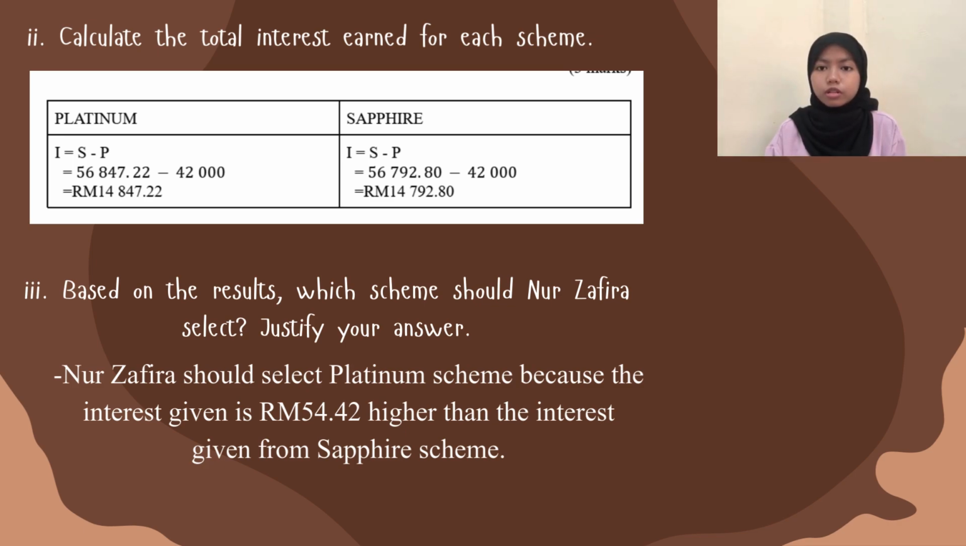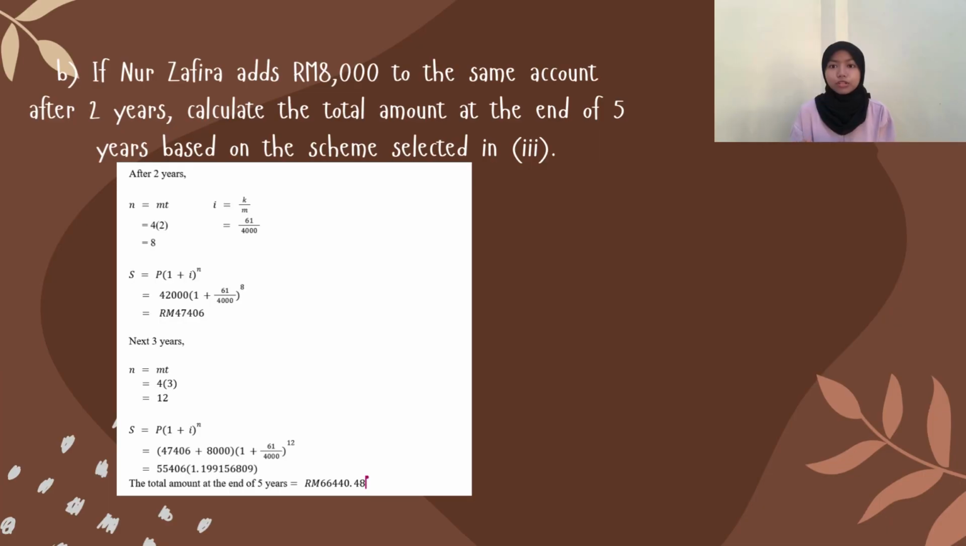For question A3, based on the scheme, which scheme should Nur Zafira select? Justify your answer. Nur Zafira should select the platinum scheme because the interest given is RM54 and 42 cents higher than the interest given from the sapphire scheme. For question B, if Nur Zafira adds RM8,000 to the same account after 2 years, calculate the total amount at the end of 5 years based on the scheme selected in A3.